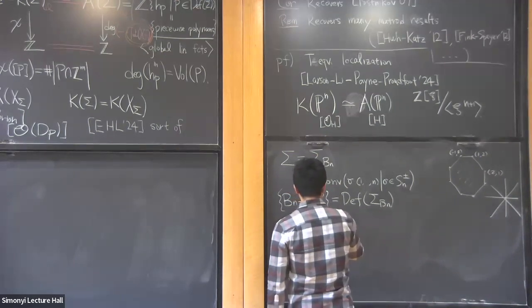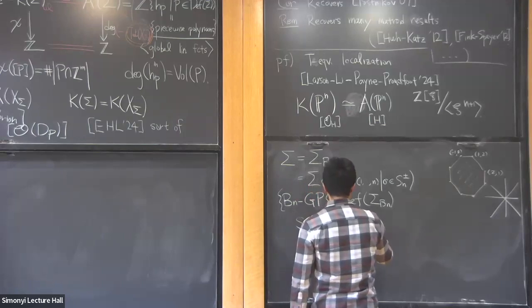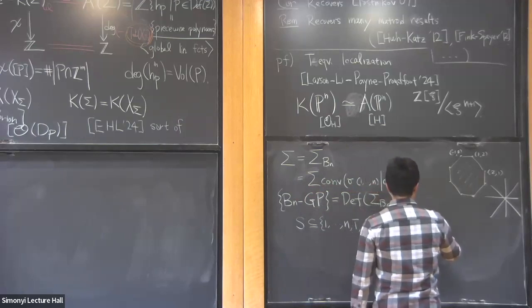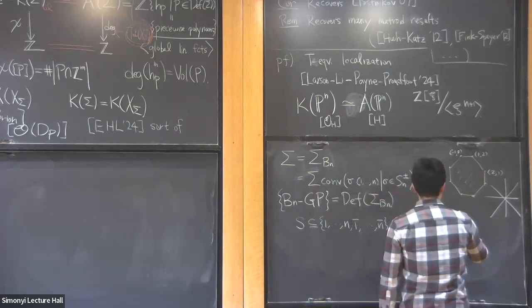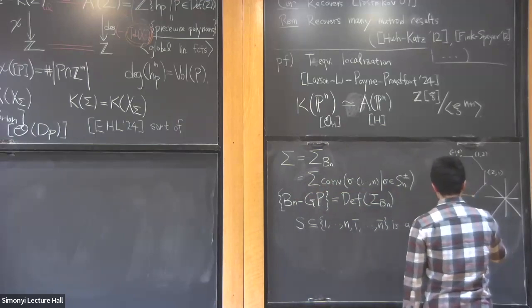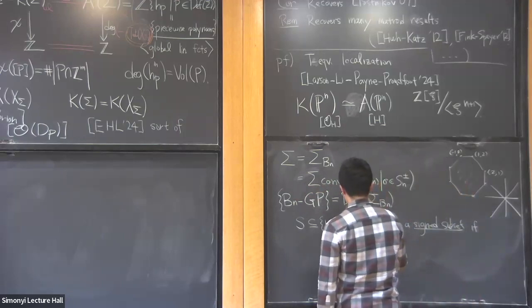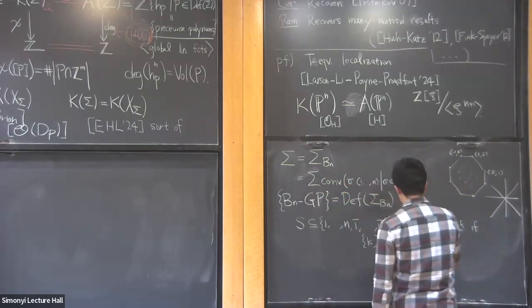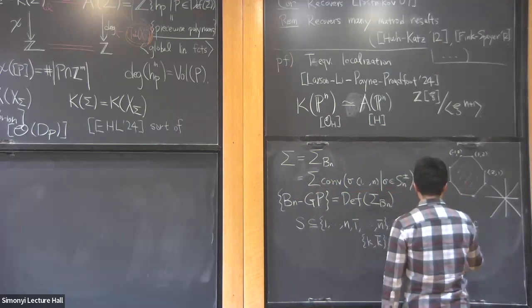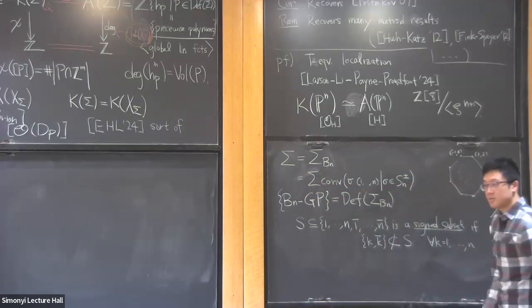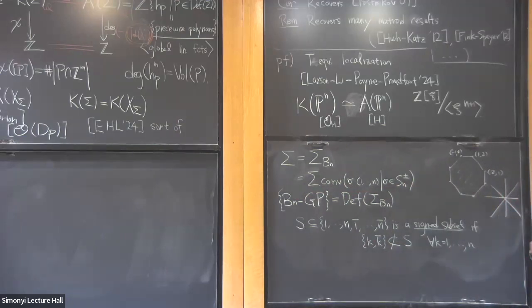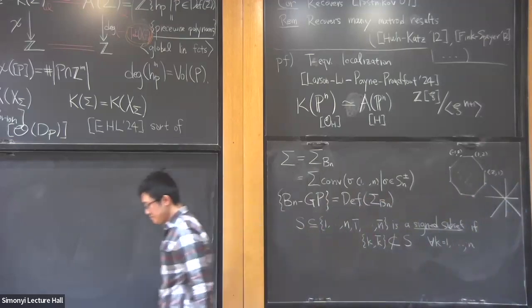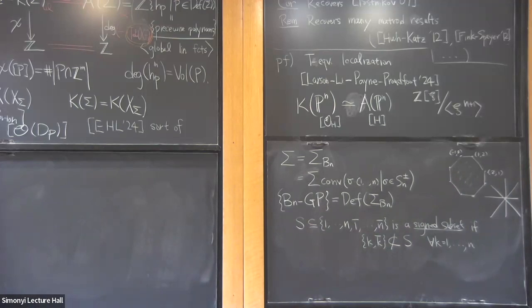We say that a subset of the indices 1 through n and 1 bar through n bar is a signed subset if for every k, not both k and k bar are in S. So for each element, at most one of the signs appears. You're thinking of bar as a negative.